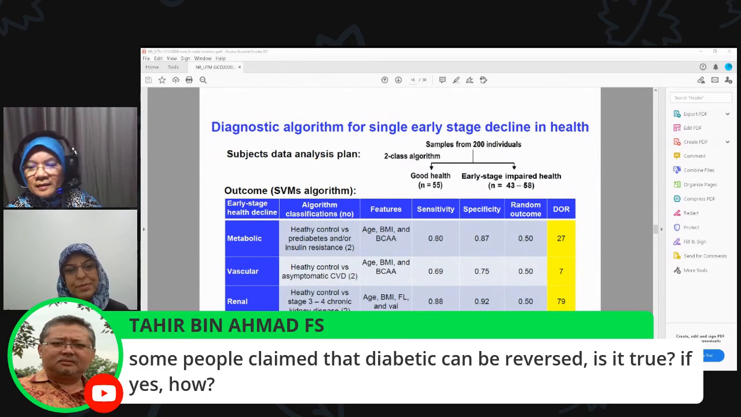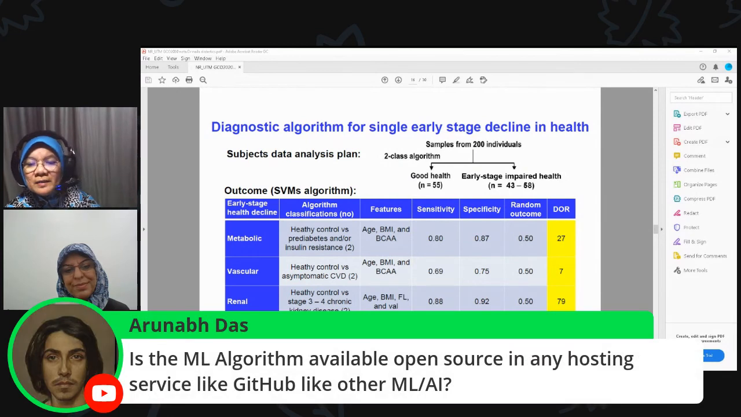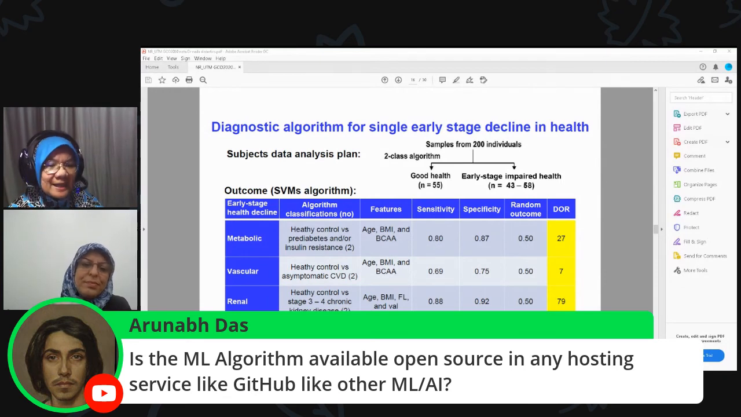All right. Now we receive a question from Arun. Is the ML algorithm, the machine learning algorithm, available open source in any hosting service like GitHub? The question is whether we can use the machine learning diagnosis algorithm in an open source environment or as licensed software. ML is machine learning and AI is artificial intelligence.